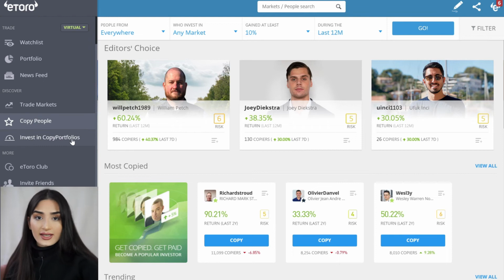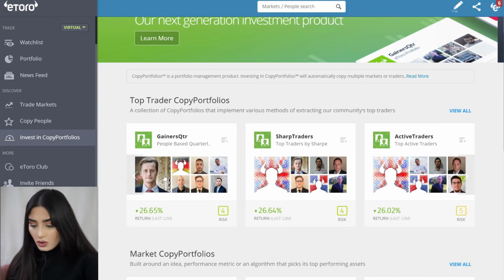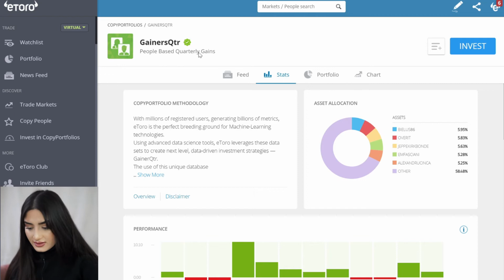Now, as you can see here, there's also a copy portfolio button just underneath copy people. So essentially what copy portfolio is, they take the top traders. So top trader copy portfolios. They take some people based on certain metrics, such as this one is based on quarterly gains. They put them into a portfolio.